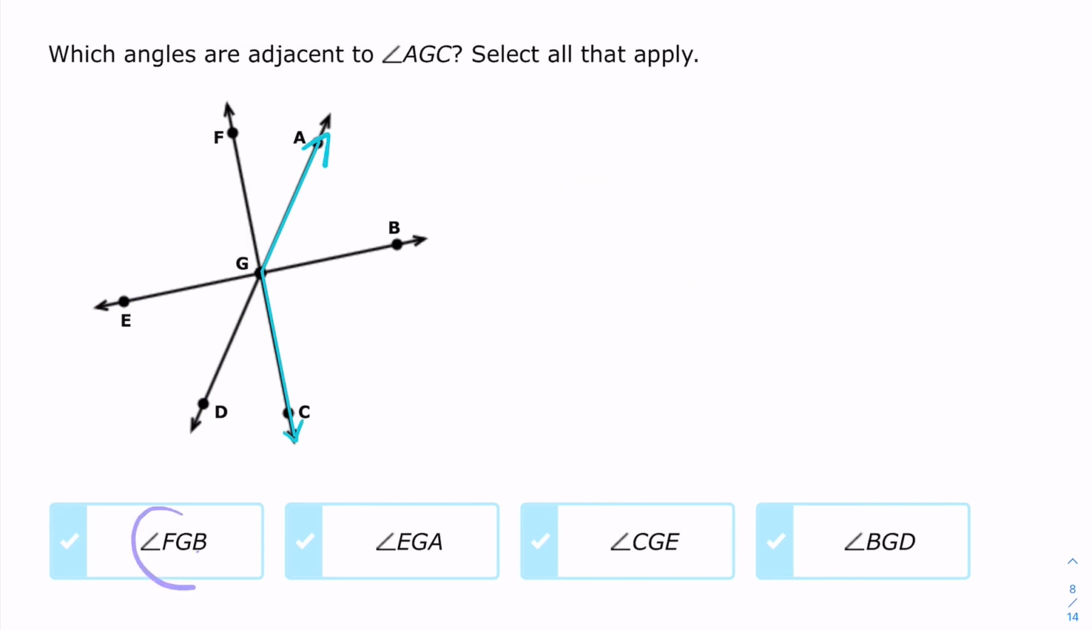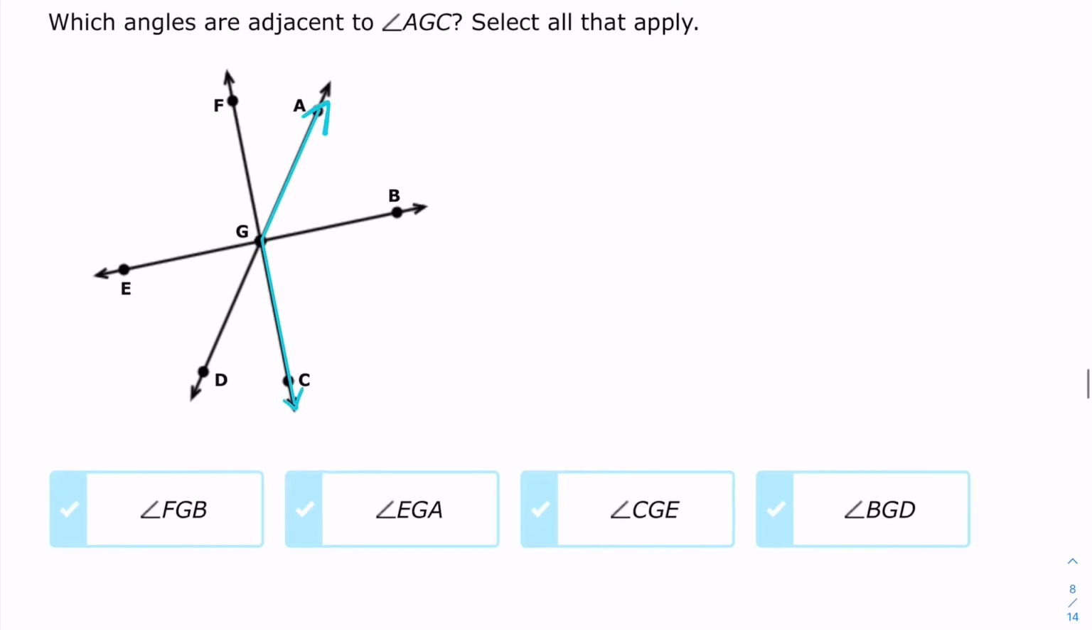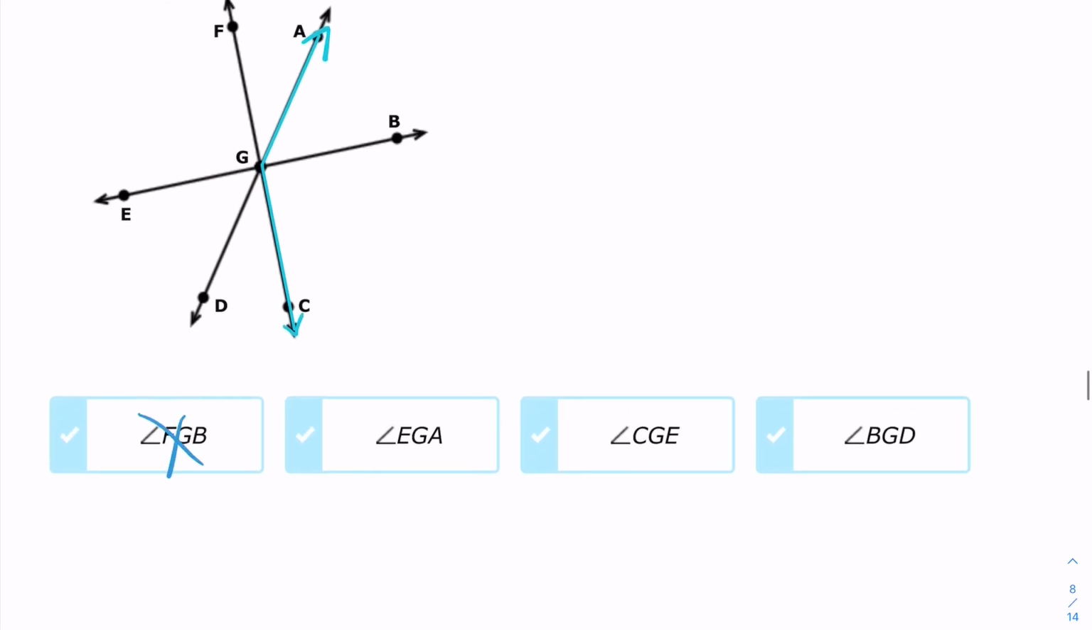FGB, let me map out FGB. So FGB, these are not adjacent because see how they overlap? GB doesn't belong there. If it was here, they would be adjacent angles. They overlap, so this is not an option. So the answer to that one is no.